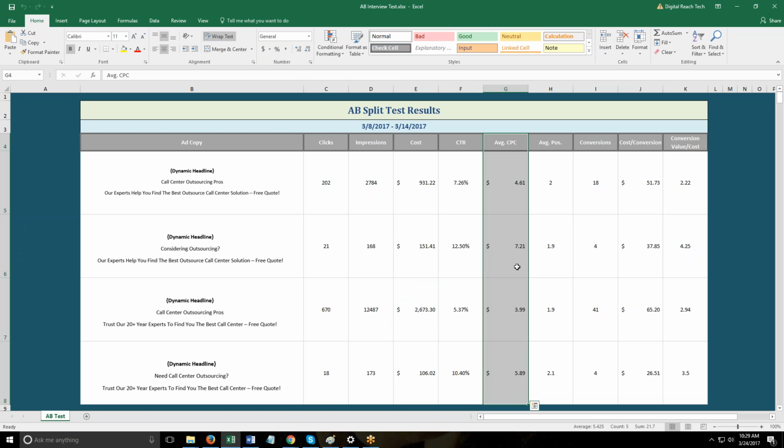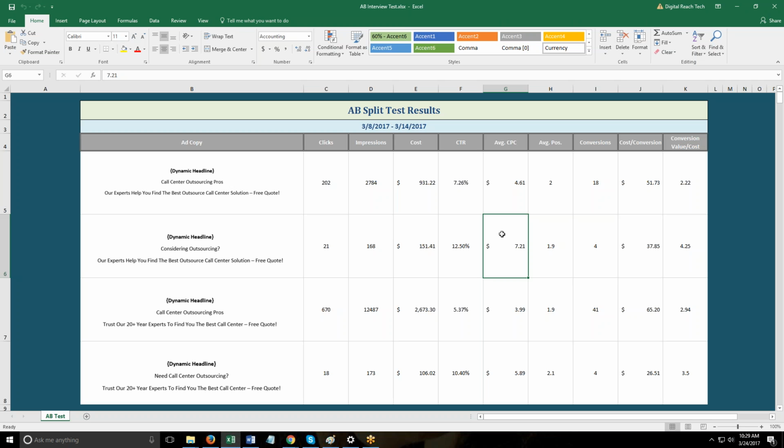Cost per click is very important because it's going to fluctuate. If we're assuming that all of these ads are running in the same ad group with the same keywords and all other variables are the same, and one of the ads is giving you a cost per click of $3.99 and the other one's giving you a cost per click of $7.21, keep in mind that your cost per click gets lowered proportionate to your quality score.